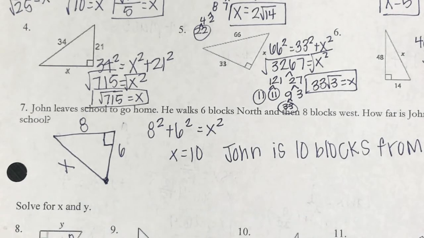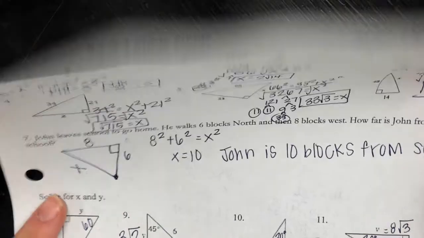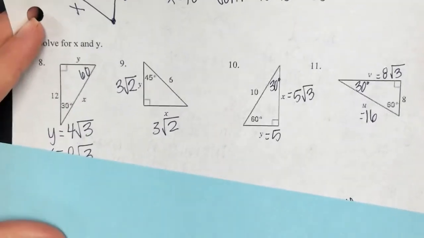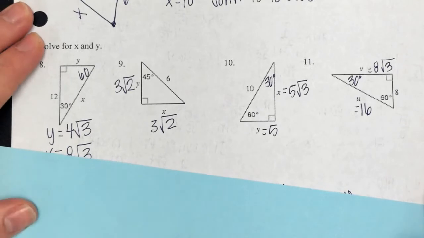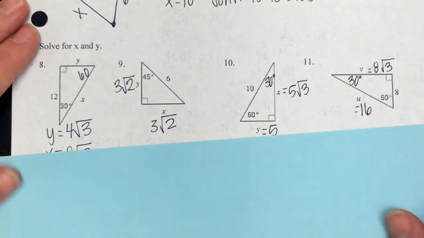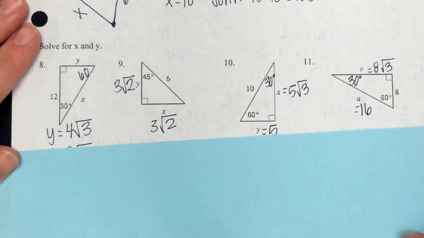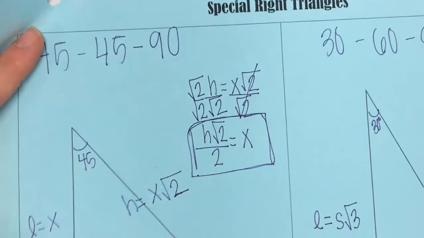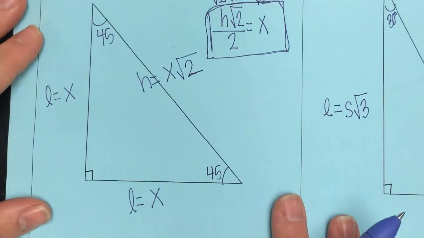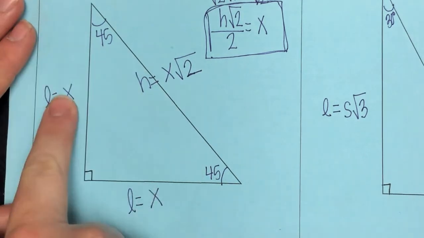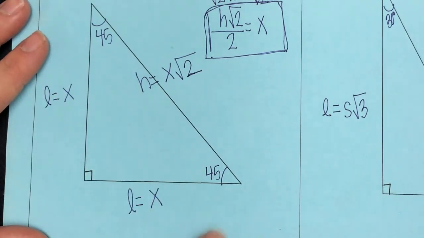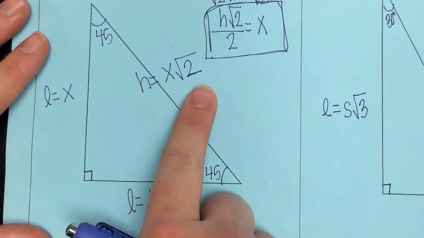Alright, this bottom piece, guys, is where we get into our special right triangles. How do we know they're special right triangles? Because we see 30, 60, 45, 45. Okay? So, remember to go over your special right triangle. So here's our 45, 45, 90. If this is x and this is x, then this is x square root of 2.